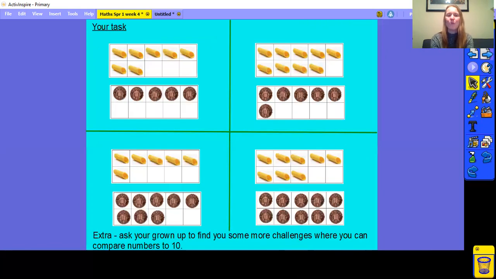Okay, here's your job for today. I want you to compare the amounts on the 2 10 frames and then work out which one has more. If you finish that really quickly, you could ask your grown-up to find some more challenges for you where you can compare numbers up to 10.